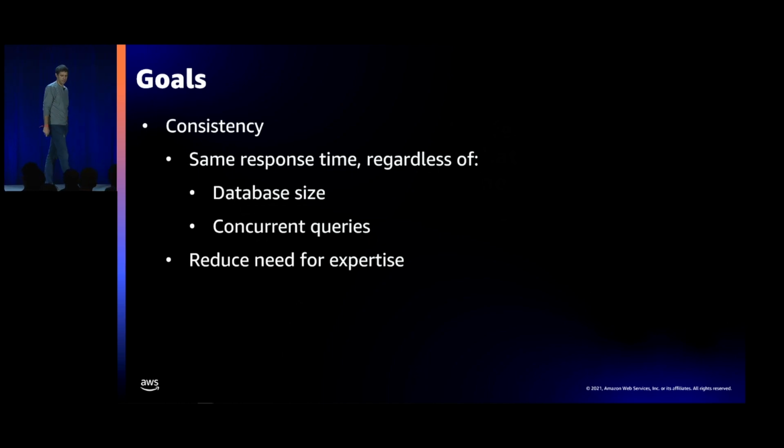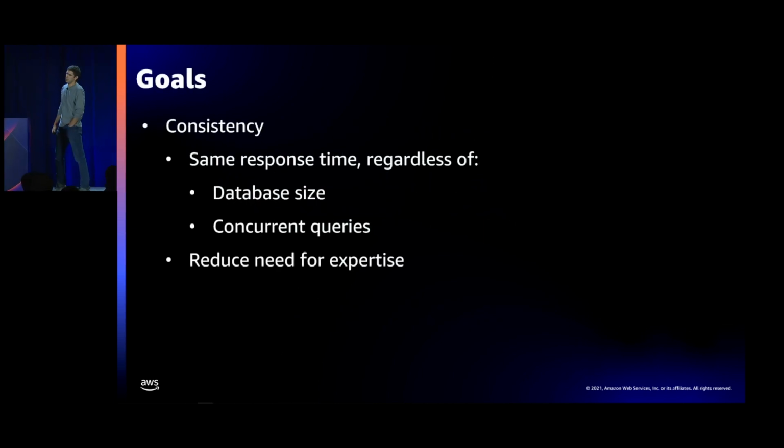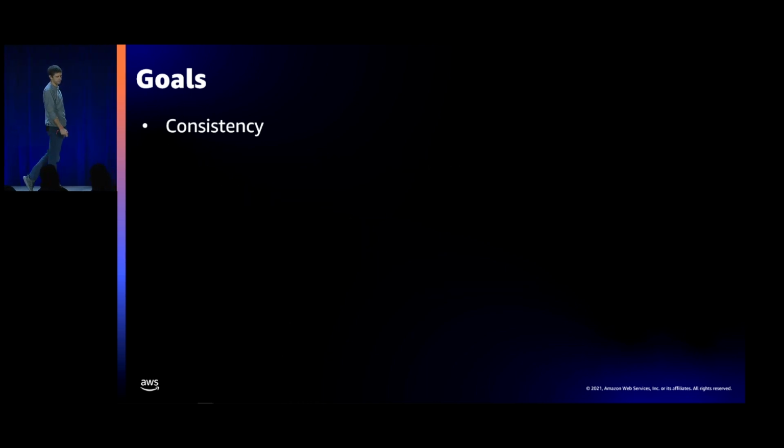And one way I like to think about this, there's a quote from a guy named Nelson Elhage, who used to work at Stripe. He's talking about how he loves SQL databases, but one thing that's difficult about them is that they have this incredible feature surface area. They can do a lot of different things. And it's really hard for you as a database user to know what the operational implications of those features are, right? Some of them will scale really well, some of them won't, and it's hard to know unless you have that deep expertise. So I think that's that first goal with DynamoDB: we want consistency of performance.